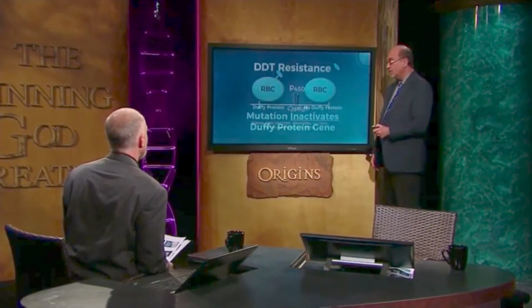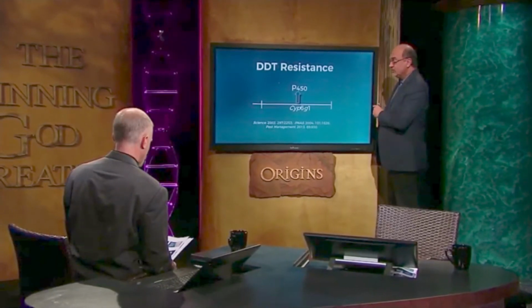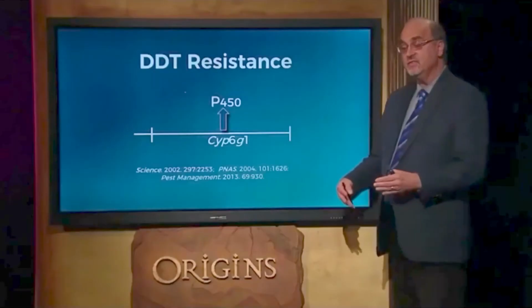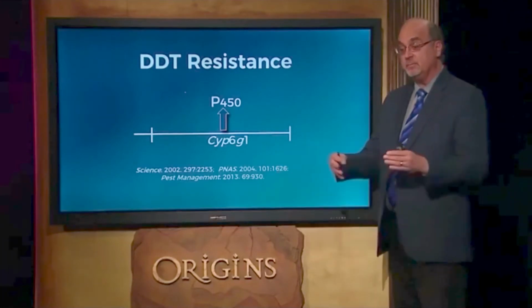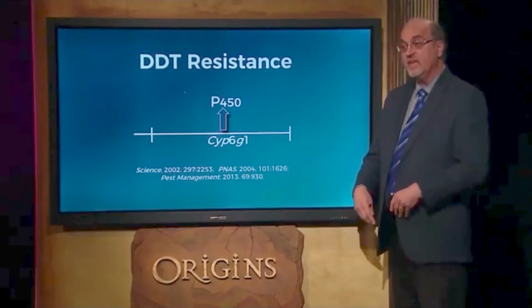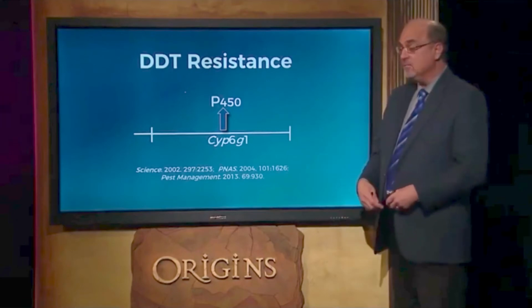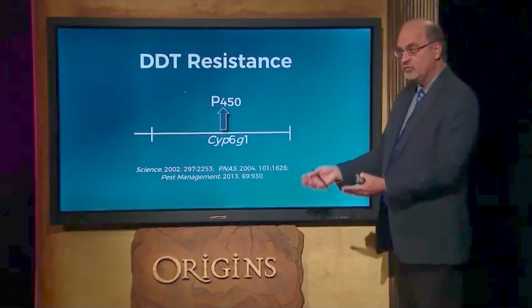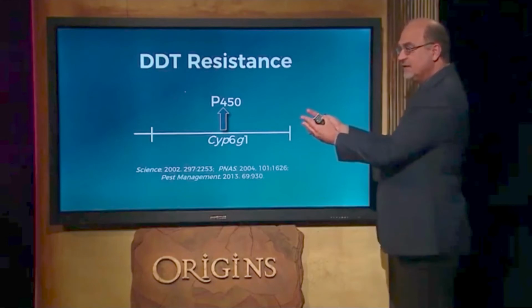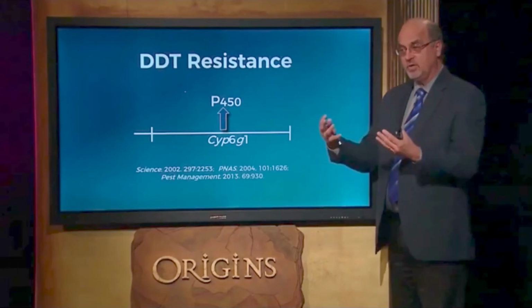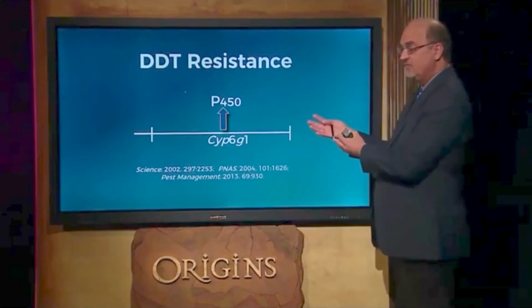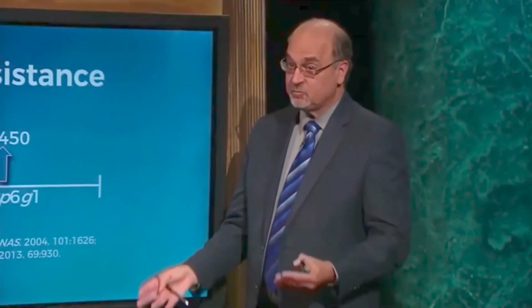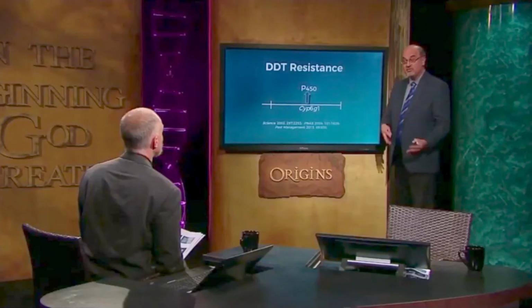Okay? DDT resistance in insects. Of course, this has been a big one, as they used to spray DDT to keep insects controlled, and the insects acquired a resistance. Many times you'll see evolutionists pose this: well, look, this resistance to DDT is such a wonderful example of evolution, a beneficial mutation, which certainly is beneficial to the insect. If it's being sprayed with DDT, then it likes to be resistant.